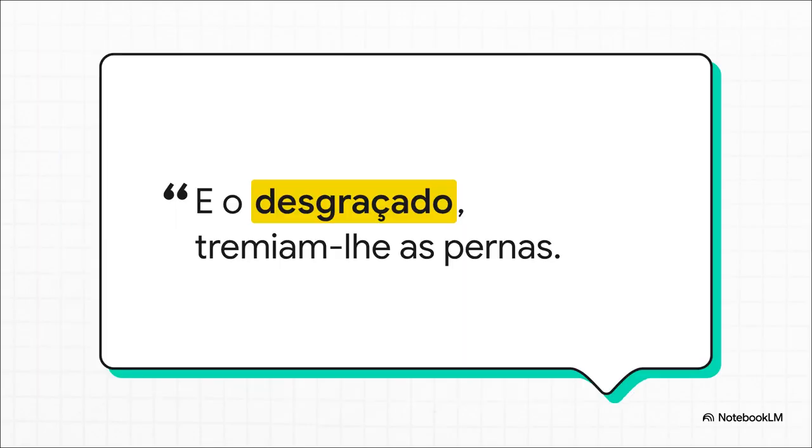Look at this. "And the wretched man, his legs were trembling." Do you see how "and the wretched man" is just left hanging there? The sentence literally abandons him to shift focus to his trembling legs. That grammatical break perfectly mirrors the character's own panicked, broken state of mind. It's an amazing shortcut into a character's head.